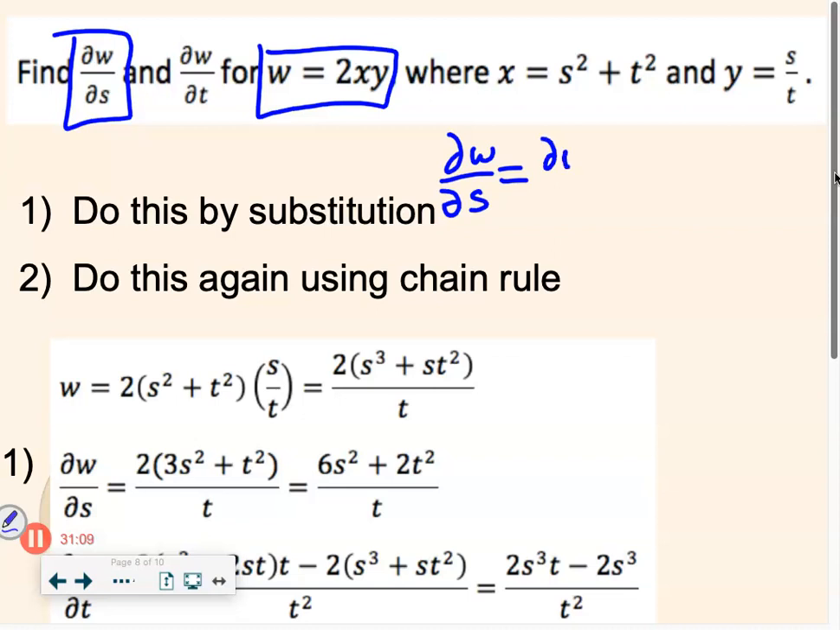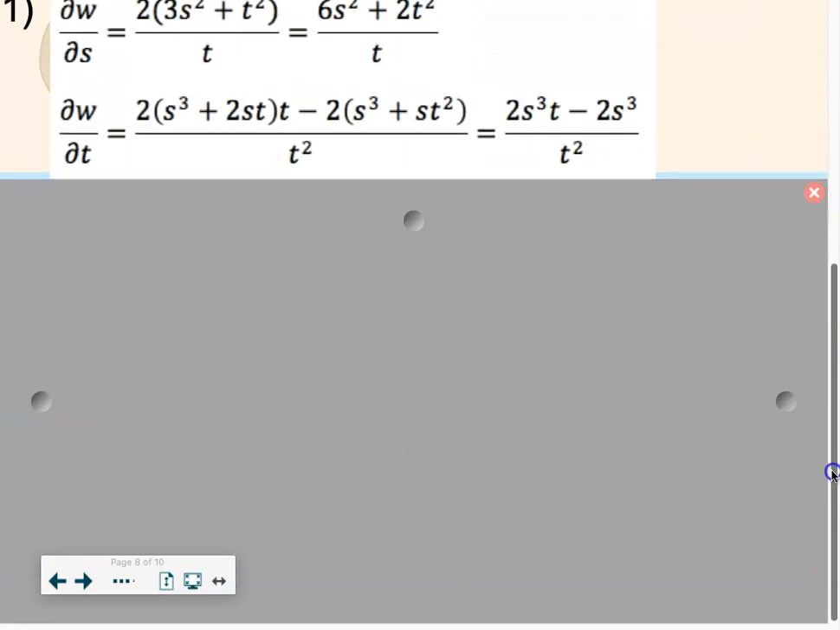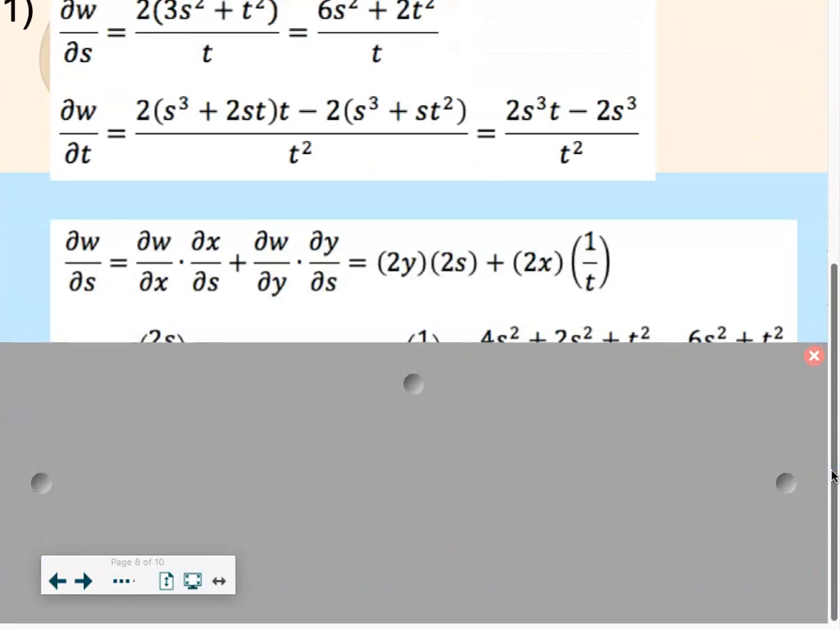So we're going to have partial w, partial x, times partial x, partial whatever the letter is down here, plus partial w, partial y, times partial y, whatever the letter is down there. Right? So there, that would be the chain rule expression to find partial w, partial x. And then you do the same thing with t's.